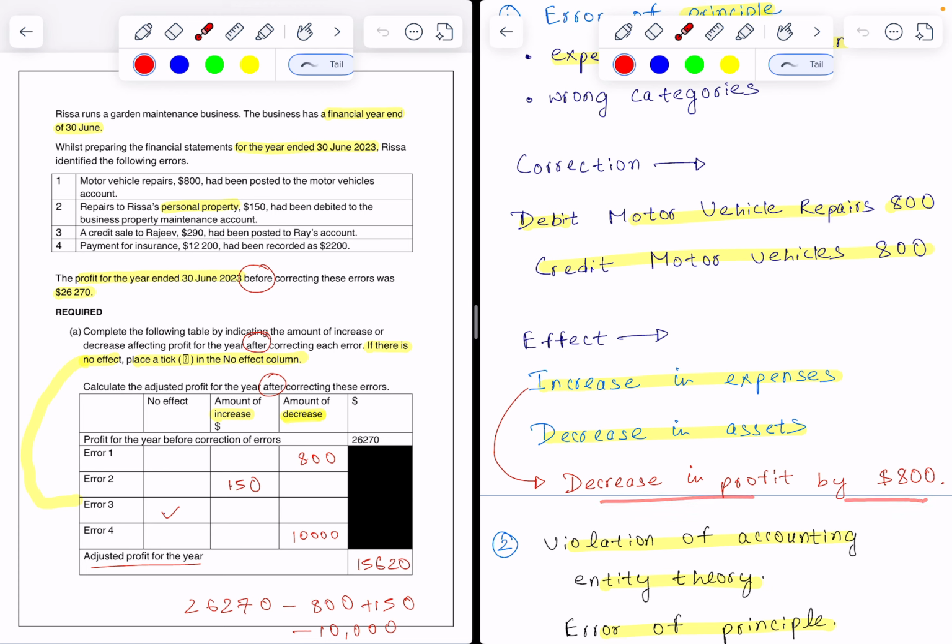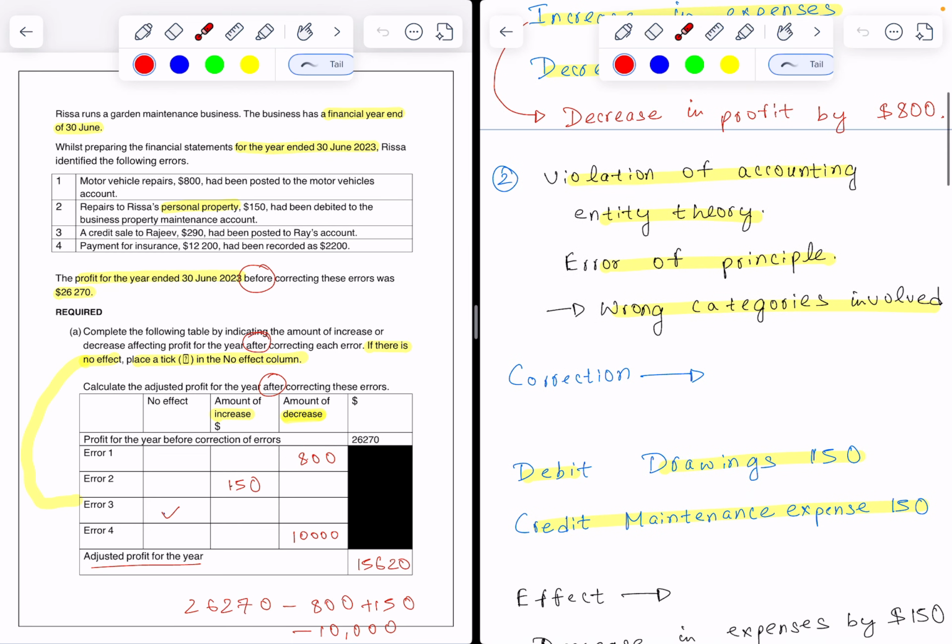So within the table, how do we correct this? For the first error, after the correction has been done, we are recording $800 in the column for amount of decrease, which means that we are saying once the error was corrected, profit is actually going down by $800, okay? Now let's move to the second error which we have got.